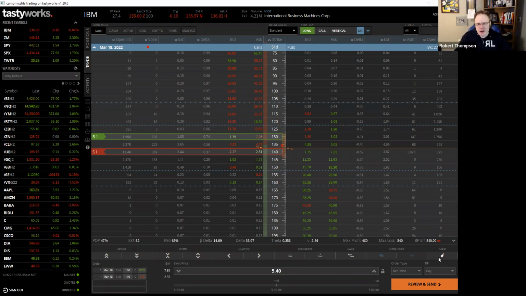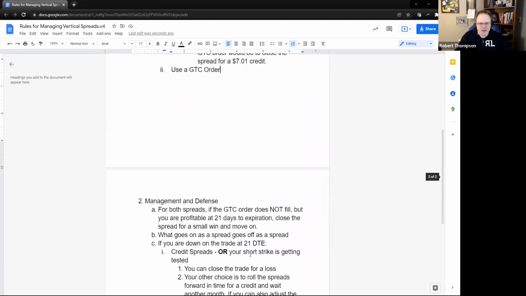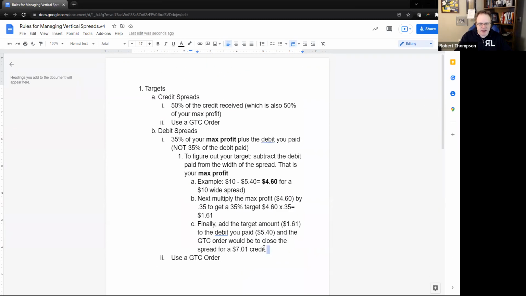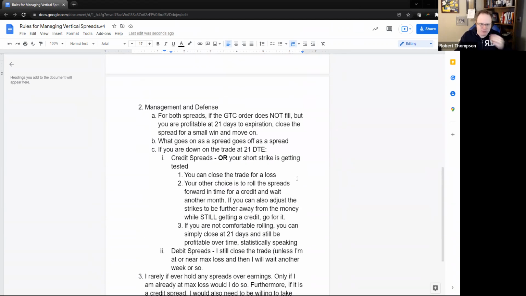Okay, so those are the targets, team. All right, use a GTC order. That's how it works when everything is going according to plan, right? This is when the getting's good and the good times are rolling. What happens when it's not working? When it's not going so well? You're wrong and you've got to defend your spread somehow. Now what? All right, well, let's talk about it.